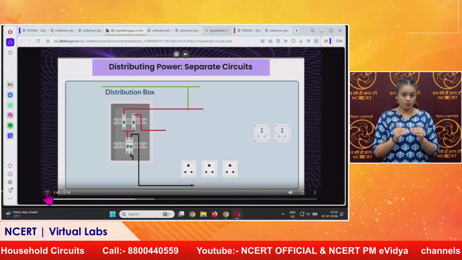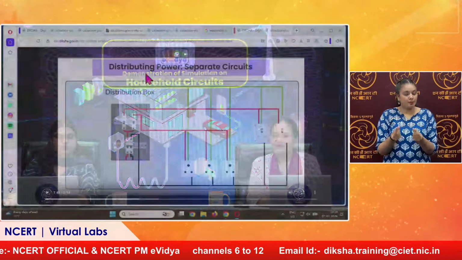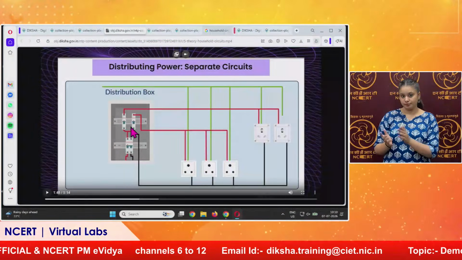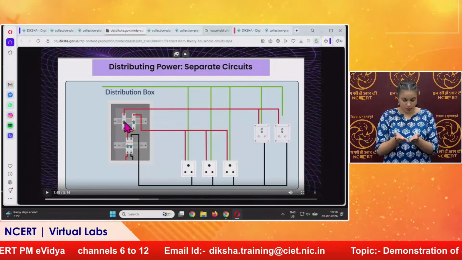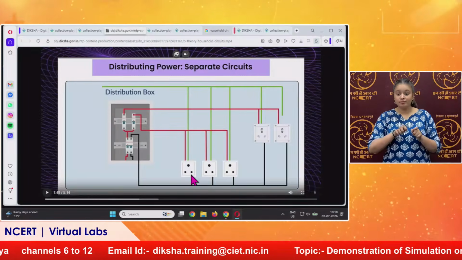Okay, so that's why it has a low melting point, because as soon as the load increases, it melts and prevents the short circuit, as we call it. Now let me show you this. See the distribution box and how the current is distributed to different switches.